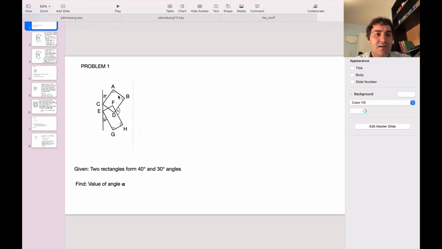We have these two rectangles, A, B, C, D, and E, F, G, H. One of the rectangles forms a 40-degree angle with this straight line, and the other rectangle forms a 30-degree angle with that same straight line. And we want to find the value of angle alpha.